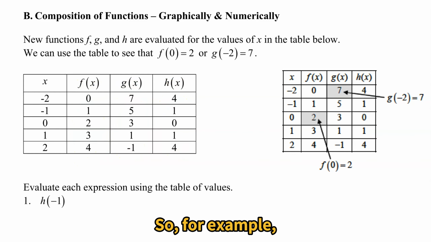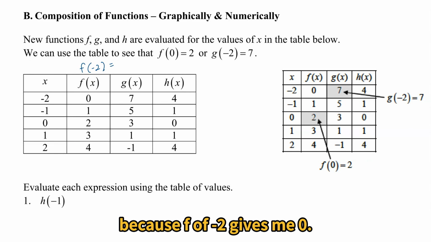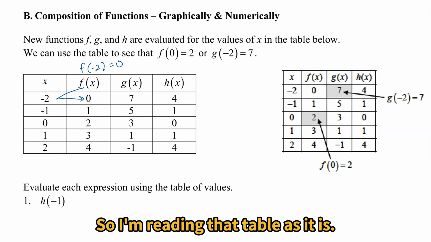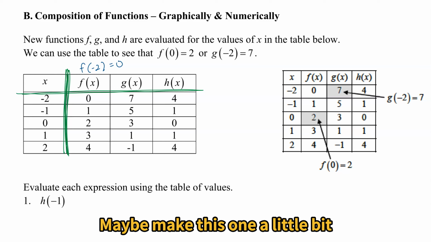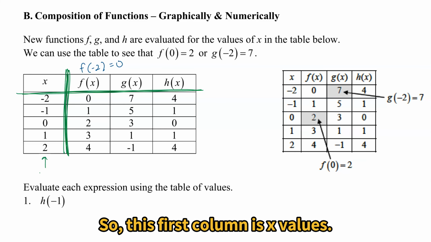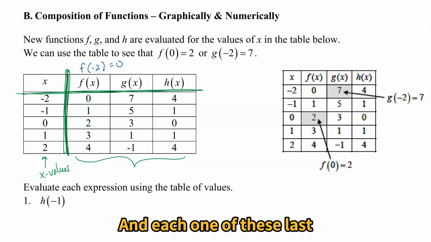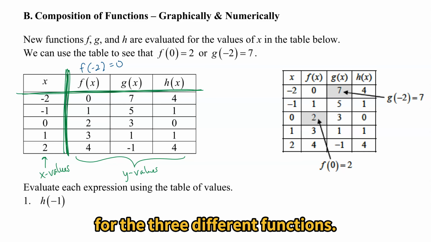So, for example, we would say that f of negative 2 is 0 because f of negative 2 gives me 0, right? So reading that table as it is. We can put some double lines here for the x, maybe make this one a little bit bolder for the headers. So this first column is x values, and each one of these last three columns are all y values for the three different functions.